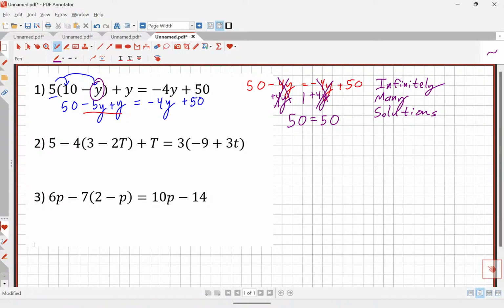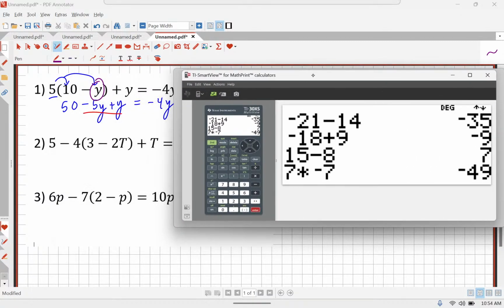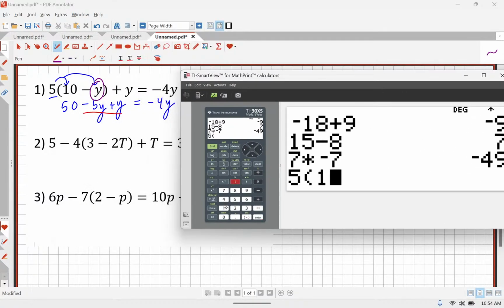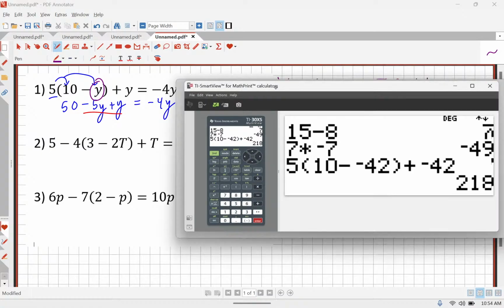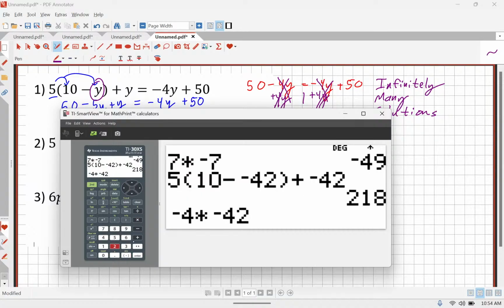Grab my calculator. There we go. So I'm going to do 5, open parentheses, 10 minus negative 42, close parentheses, plus negative 42, and that gives me 218. On the other side, negative 4y plus 50, negative 4 times negative 42 plus 50, it's also 218. It means you can pick any number for y, and this will always be true. Unlike the other ones, we're saying there is no value for y that will make this true. This is the opposite. Y could be literally anything.